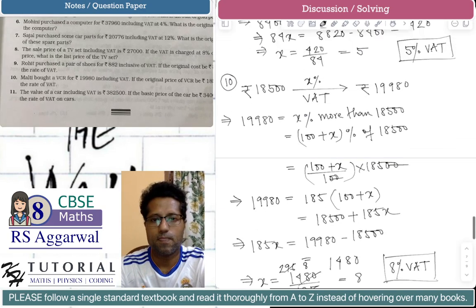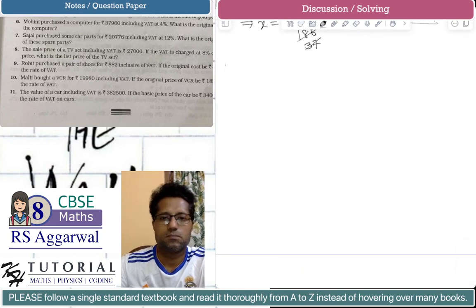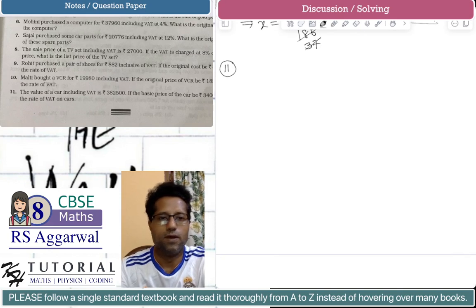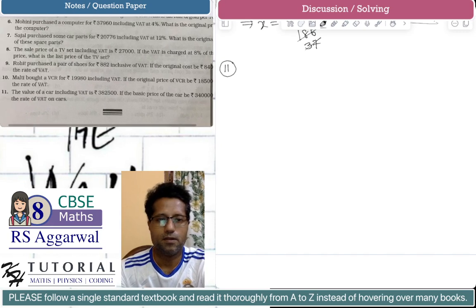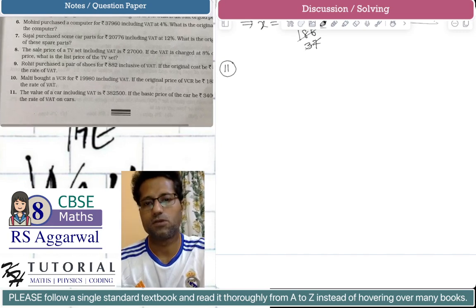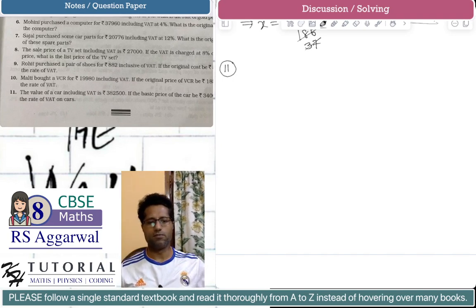Okay, let's do question number 11. The value of a car, including VAT, is rupees 3 lakh 82,500. If the basic price of the car be rupees 3 lakh 40,000, find the rate of VAT on cars. So the basic price means the original price. Now the same problem is given using some different terms. You have to solve a lot of problems to get used to these terms.